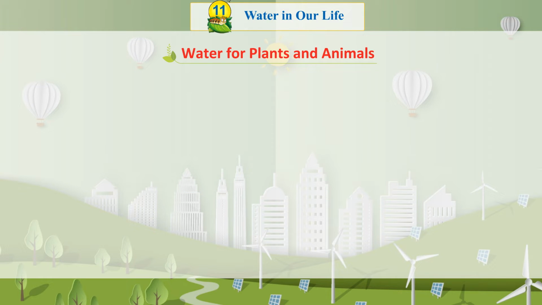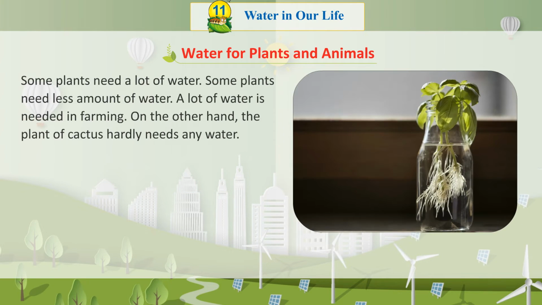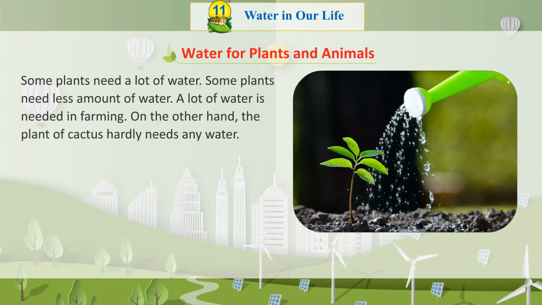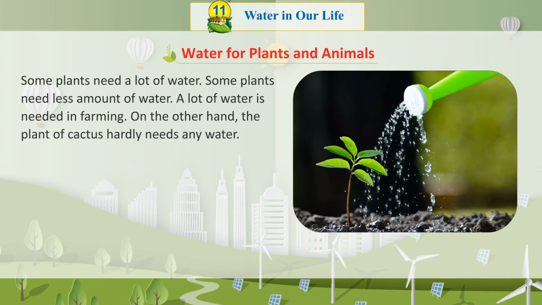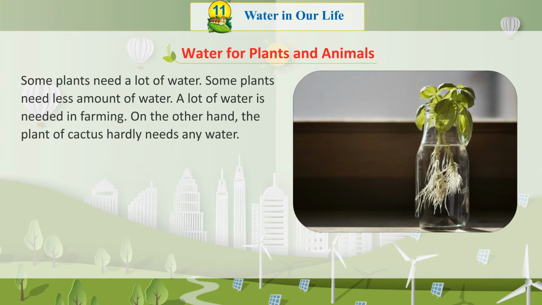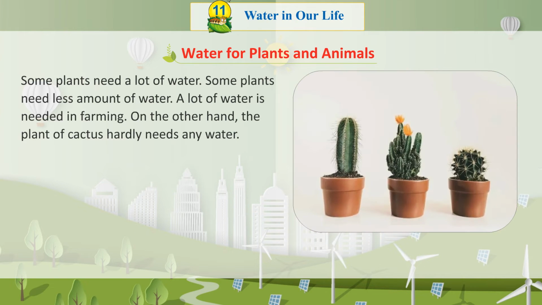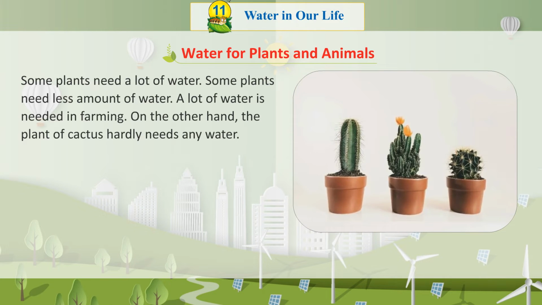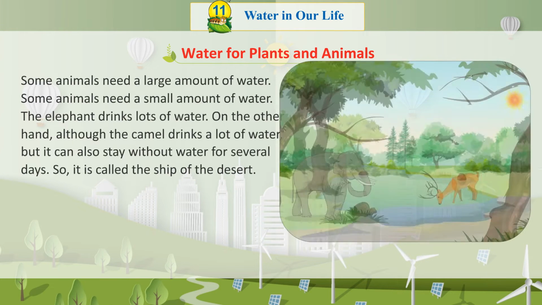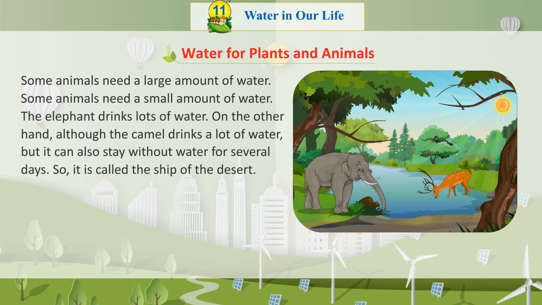Water for plants and animals. Some plants need a lot of water. Some plants need less amount of water. A lot of water is needed in farming. On the other hand, the plant of cactus hardly needs any water. Some animals need a large amount of water. Some animals need a small amount of water.